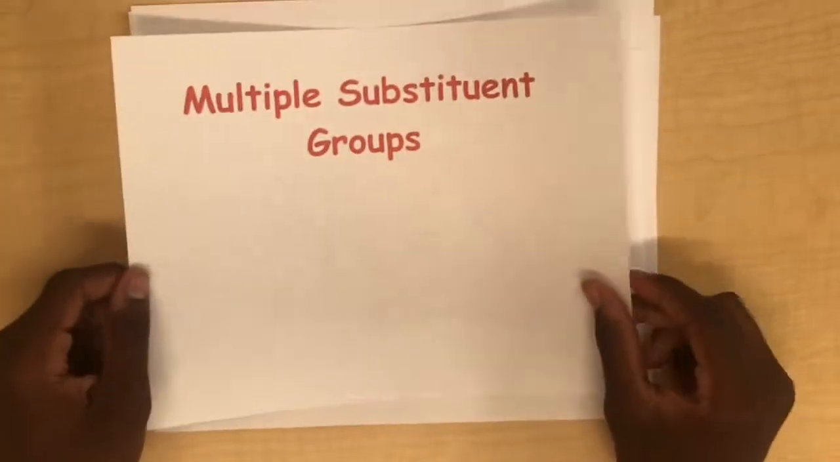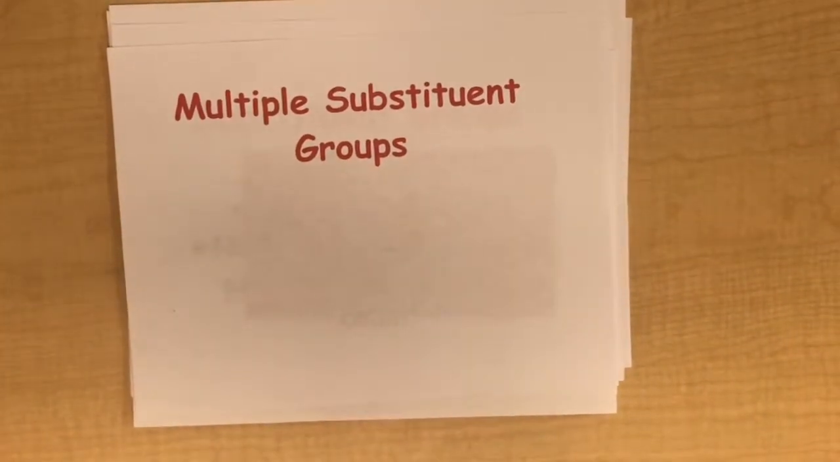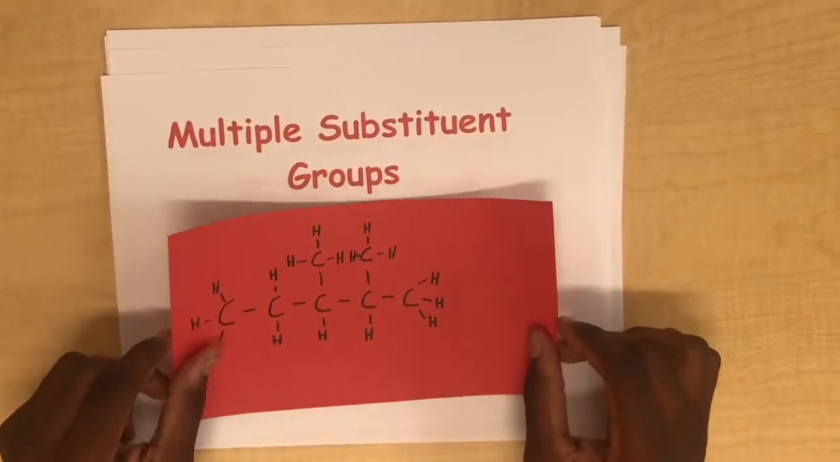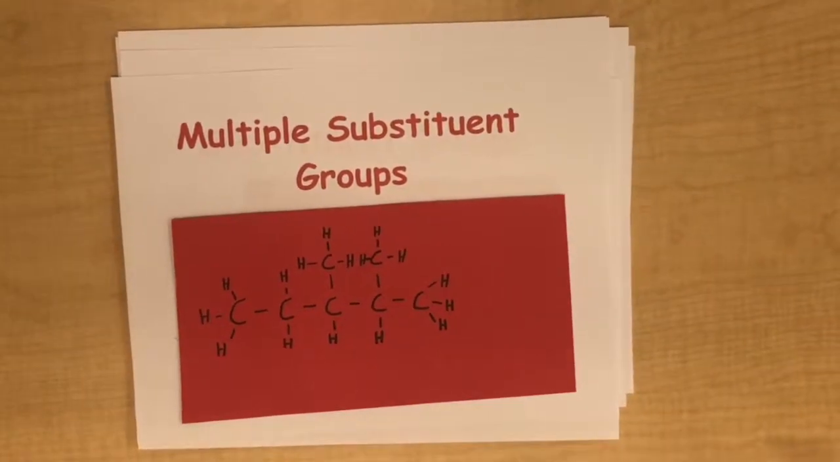When there are multiple of the same substituent group, the name of the substituent group is denoted with a prefix. For example, if there are 2 methyl groups, they are denoted by the name dimethyl. If there were 3 methyl groups, they would be denoted as trimethyl.